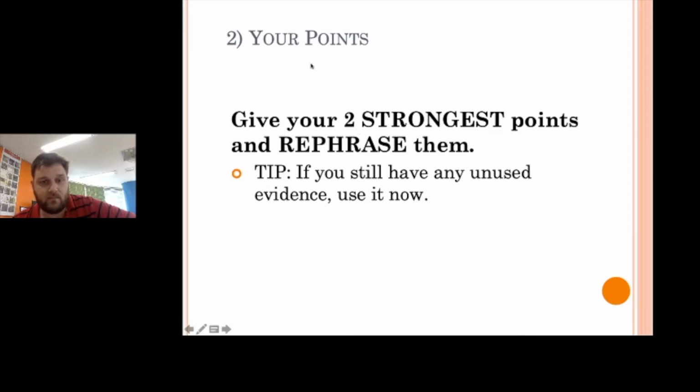So tip, if you still have any unused evidence, you can use it now. So no new arguments, but unused evidence that supports your argument, you can use it. This is why I always tell you to do research for homework when you're writing your speech, even if you don't use the evidence, because I know it can come in handy during the rebuttal stage or the summary stage or the crossfire. So unused evidence, you could use it here if you want to.